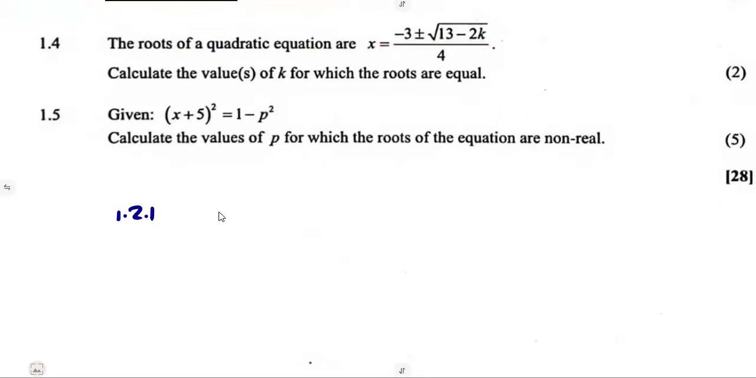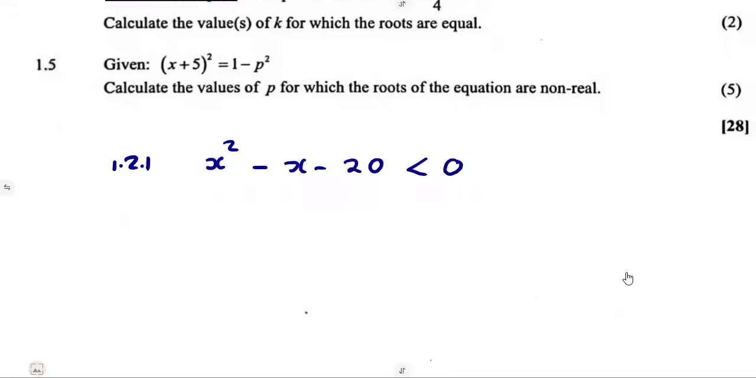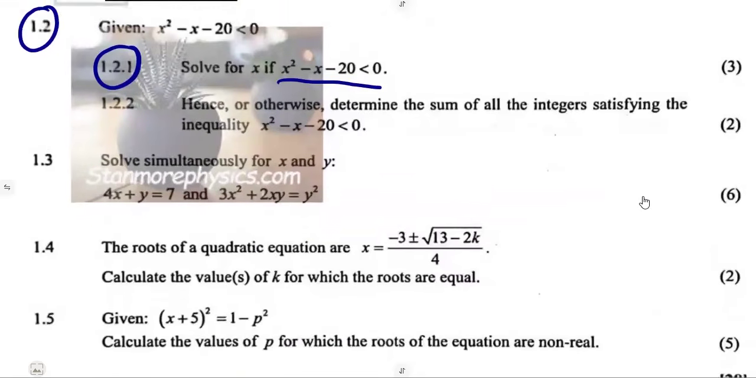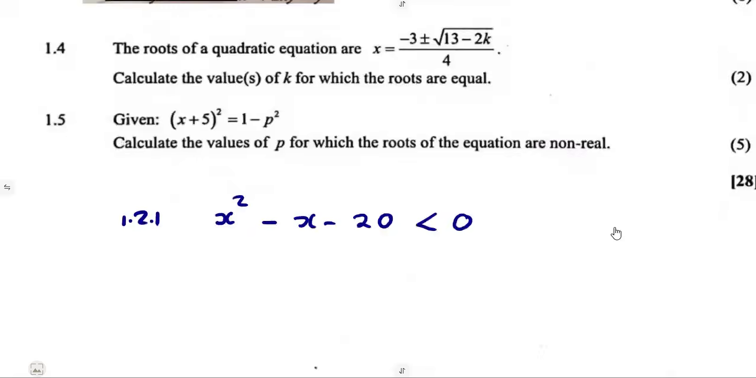So you are given x squared minus x minus 20 is less than 0, and you're asked to solve this inequality. Remember solving inequalities. This was actually just 3 marks.